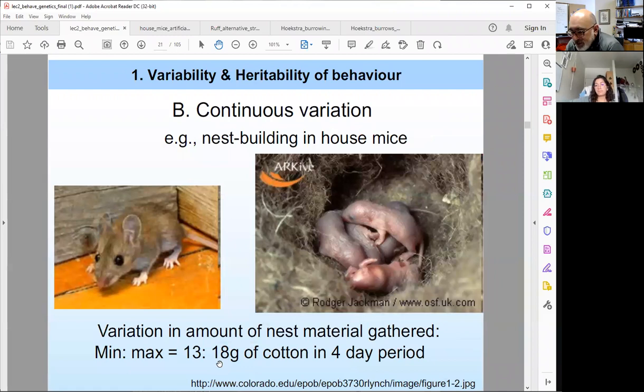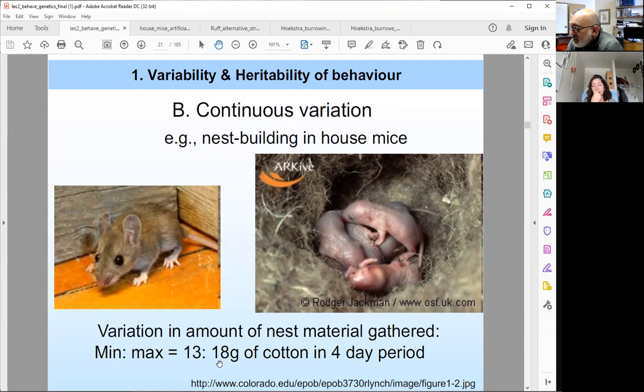This is another example, which I find fascinating, frankly. This is nest building behavior in house mice. So this is perhaps not easier to understand, but certainly more compelling to think about than crickets or snakes. House mice make nests for their offspring, of course, and that nesting material has to be gathered.